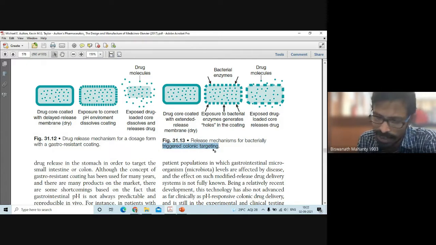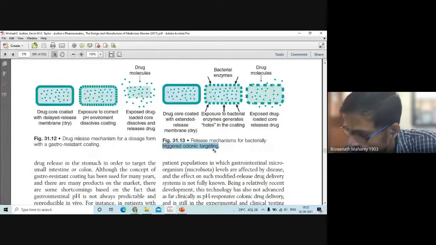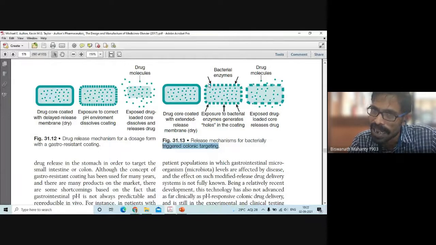The other mechanism, rarely used but definitely more important nowadays, is bacterially triggered colonic targeting. What does this mean? These kinds of coating are such that in our gut there is a group of microorganisms releasing different kinds of enzymes. Maybe they are using protease, sometimes lipase. Those enzymes are not in the stomach. So when I go beyond, into the colonic area, there are colonic gut microorganisms. They can secrete different kinds of enzymes, and those enzymes can break down the membrane.